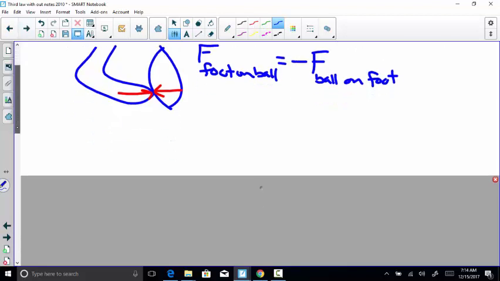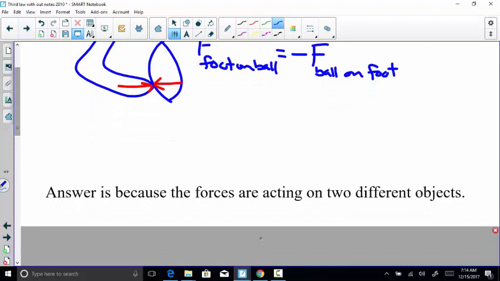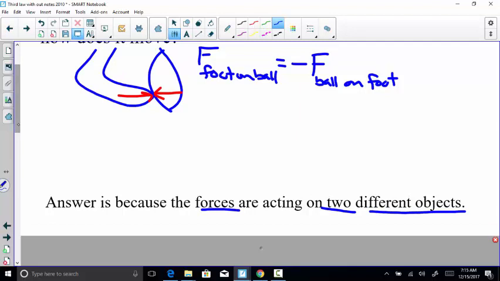Well, there's two answers to this actually. One of them is because the forces are actually acting on two different objects. Okay? The forces are not acting on the same object. So it's not like two people are kicking the ball from opposite sides. This would be two forces on the ball, okay, and the ball wouldn't move in that case. So the forces are acting on two different objects.